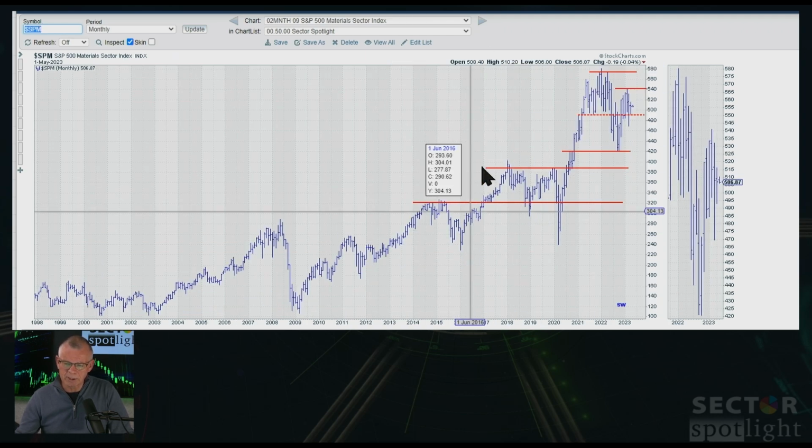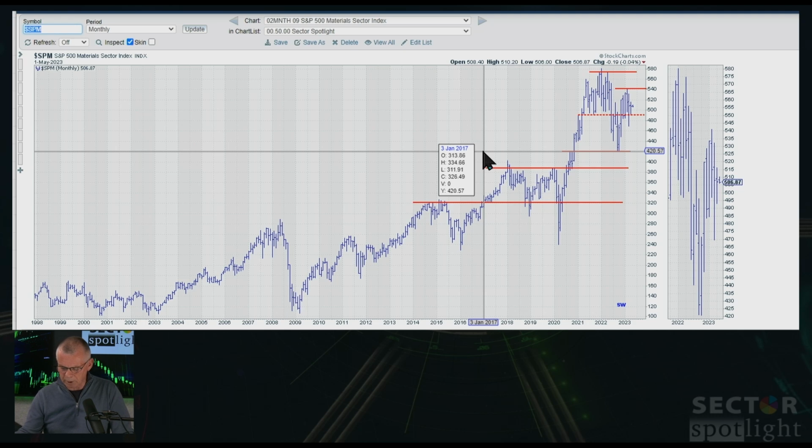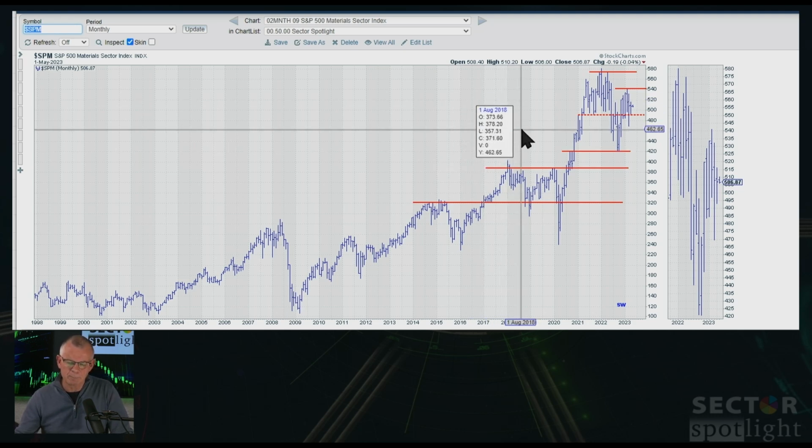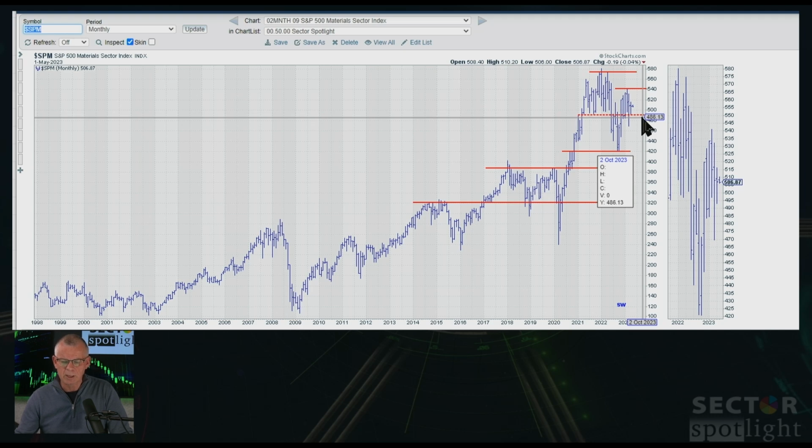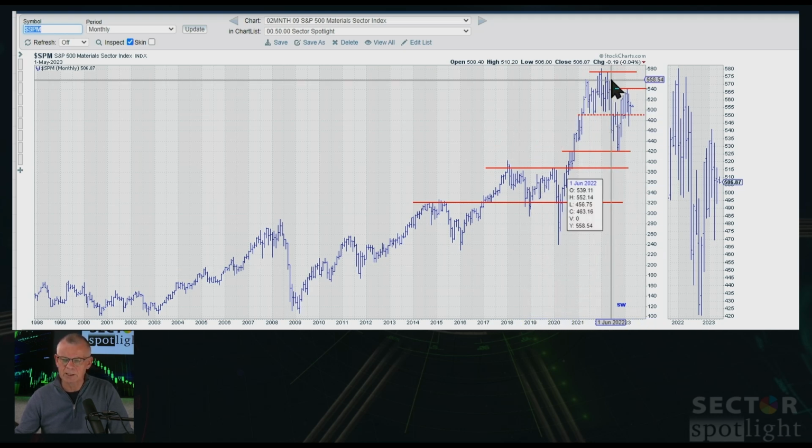And then we have materials, the weaker part of the technology sector. If you look at the price chart here, that is stuck between those two upper and lower boundaries, not going anywhere. We'll label that as sideways.